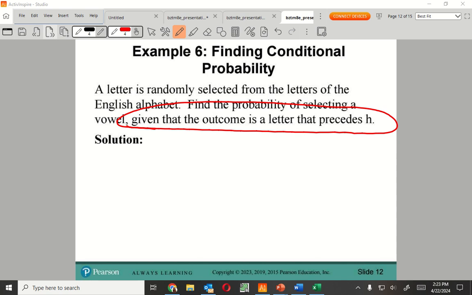The precede, is that before or after? Before. The word precede means before. Okay, now let's count. Let's alphabet. A, B, C, D, E, F, G, H. I'm not going any further, because I'm only looking for stuff that precedes H, so before H. So all those right there.